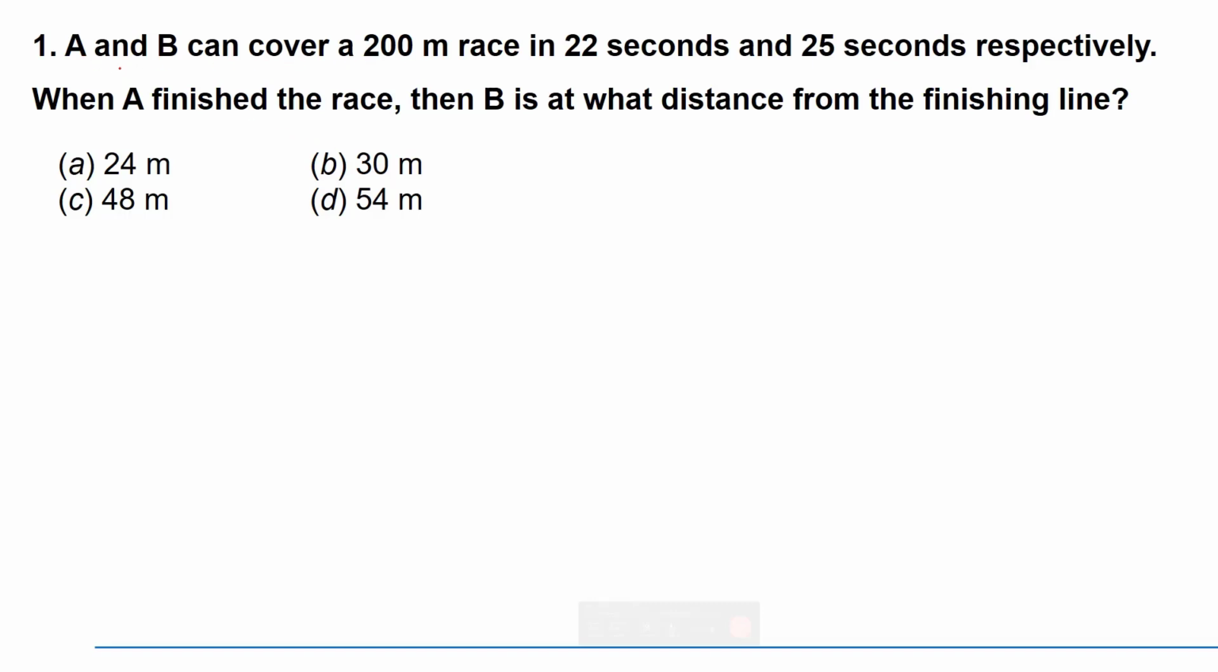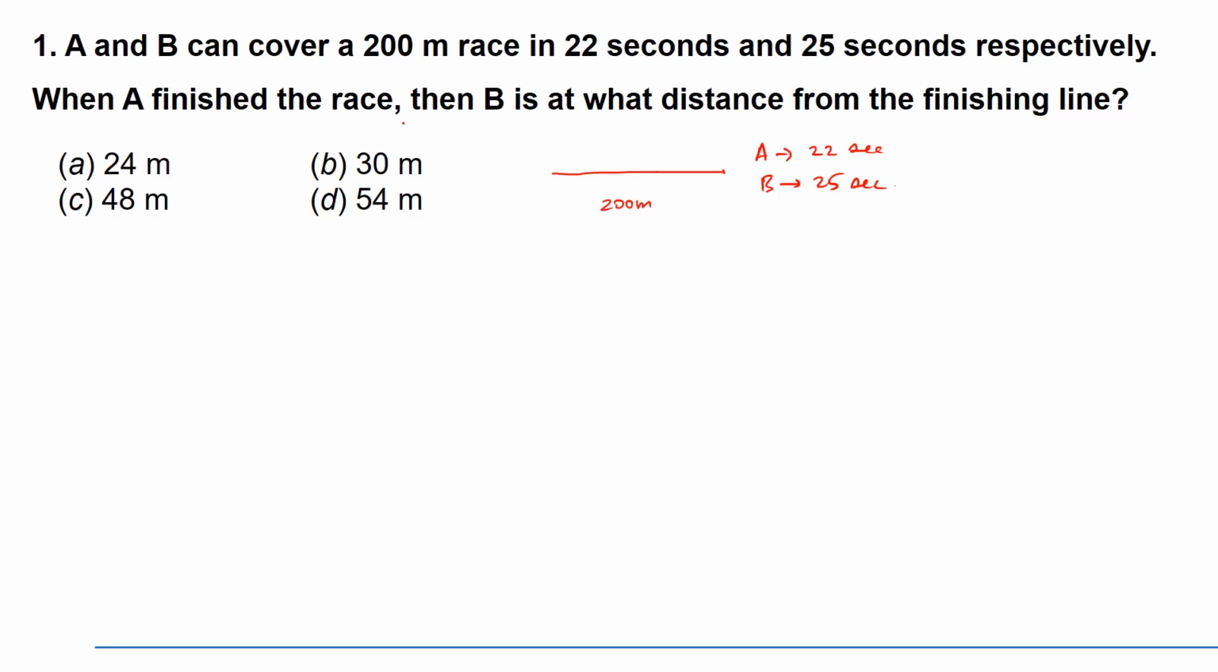First question. A and B can cover a 200-meter race in 22 seconds and 25 seconds respectively. When A finishes the race, then B is at what distance from the finishing line? Okay. So this is the track. 200 meters is the distance. A finishes in 22 seconds and B finishes in 25 seconds.